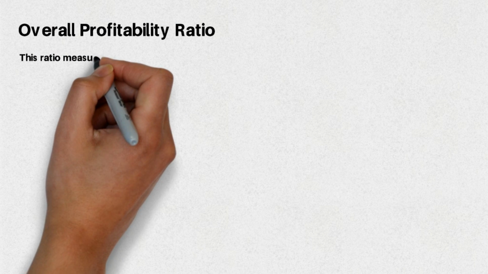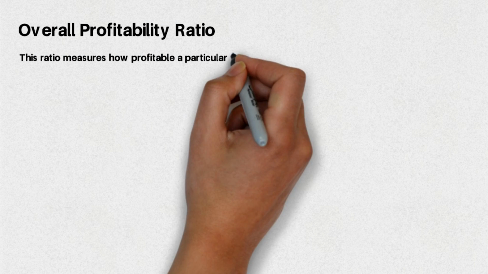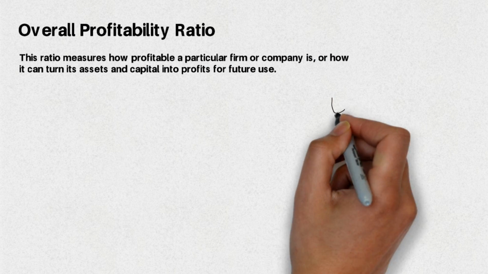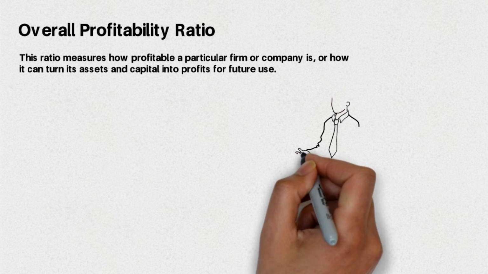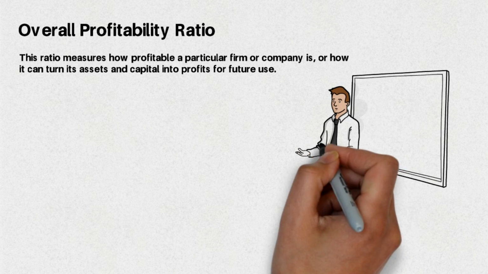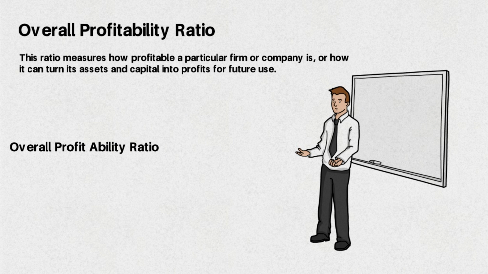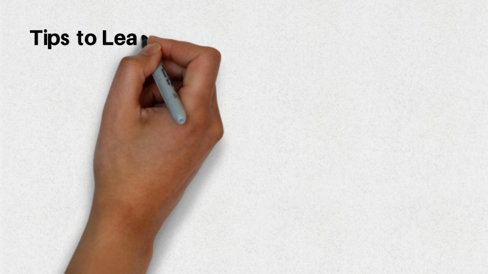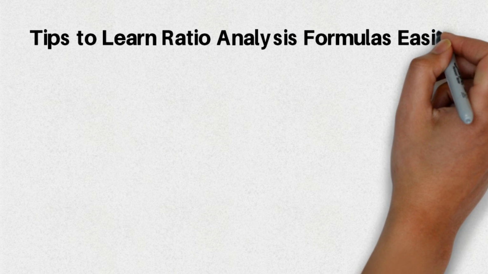Overall profitability ratio. The last ratio is overall profitability ratio, that measures how profitable a particular firm or company is, or how it can turn its assets and capital into profits for future use. An example of overall profitability ratio and its formula is: overall profitability ratio, net profit upon total assets. Tips to learn ratio analysis formulas easily.